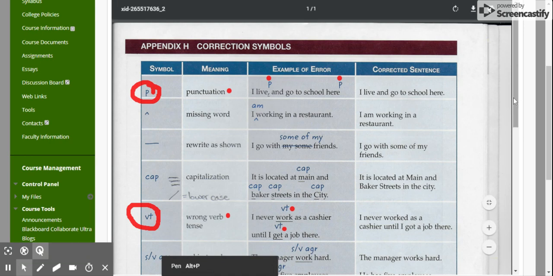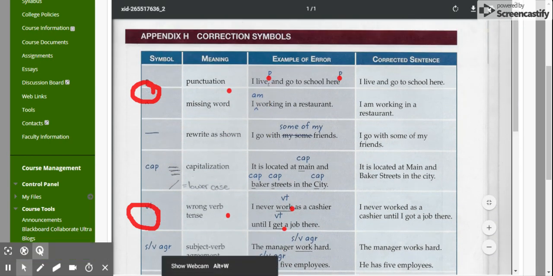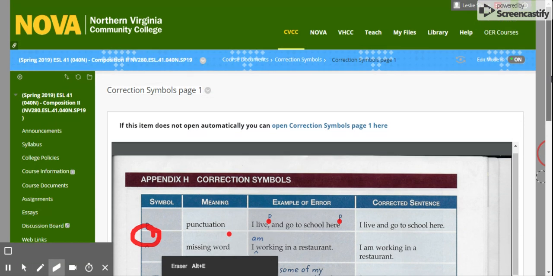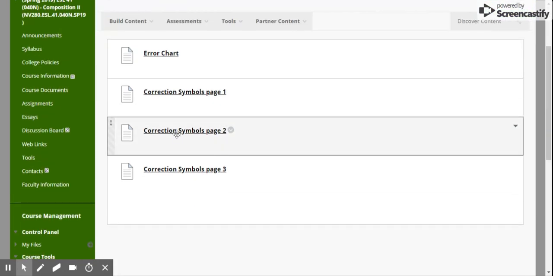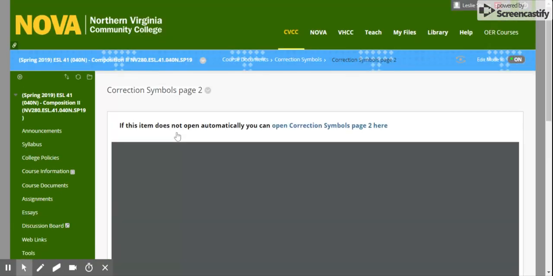these are very common errors, okay, that we're going to see over and over. Okay, let me show you a few more pages of this because there's 3 pages of correction symbols that you can check out. Page 2 has some more.